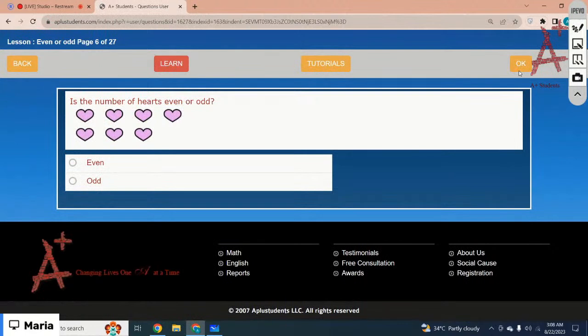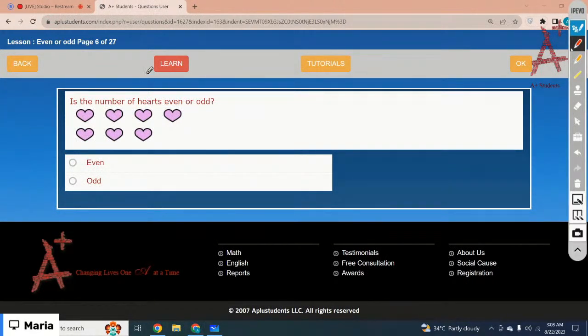Is the number of hearts even or odd? Let's just match them in pairs. This one makes a pair, they make a pair, they make a pair. You're still left with one, right? That means the hearts are odd in number, right? You can see they are nine. Nine is an odd number. The correct option is odd.